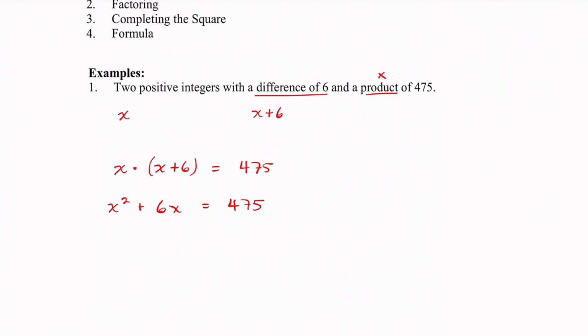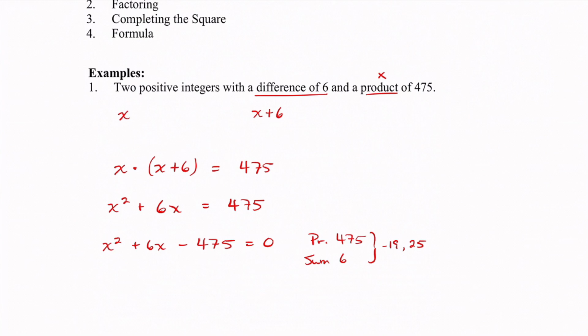So what I'm going to do first, I'm going to do this by factoring. In order to factor, I got to move everything to the same side. So when that moves over, it's going to change sign, and then we have minus 475 on the right side now. So to factor this, we got to find a product of 475, and it has to have a sum of 6, that middle number there. And the 2 numbers that actually do that are a negative 19 and a positive 25.